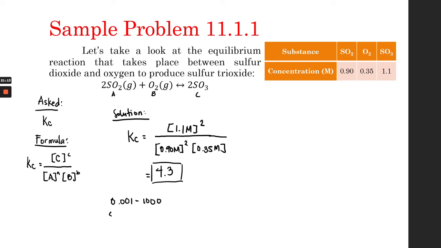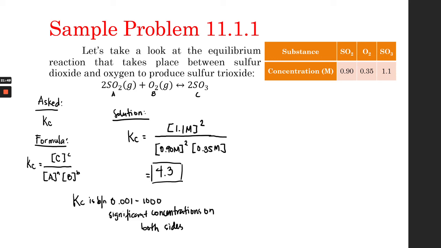Okay, significant concentrations on both sides. So Kc is between, this is the shortcut for between, 0.001 to 1000, which means there are significant concentrations on both sides.